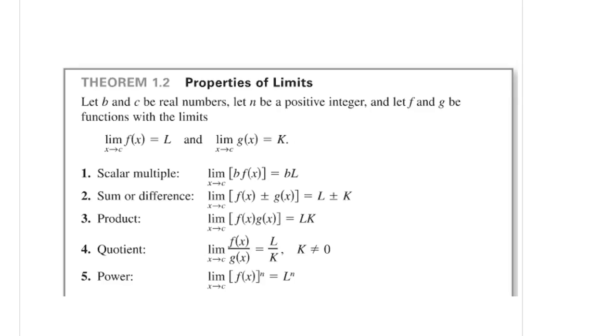Some additional properties of limits are shown here if we let b and c be real numbers and n be a positive integer, and we let f and g be functions with the limit as x approaches c of f of x equals L, and the limit as x approaches c of g of x equals k. If you have a scalar multiple of a function, you can just multiply that scalar b by the limit of the function. And also the sum or difference. If you have the limit of the sum or difference of the two functions, that's just the sum or difference of the limits. If you are multiplying two functions, you can multiply their limits. Now this is assuming we're approaching the same c in all of these places.